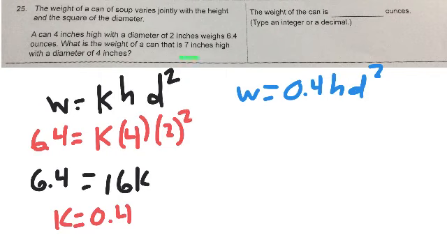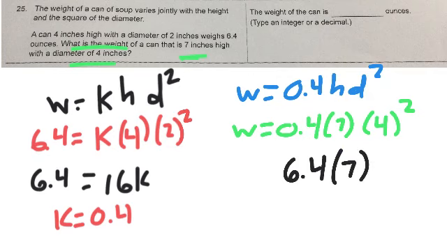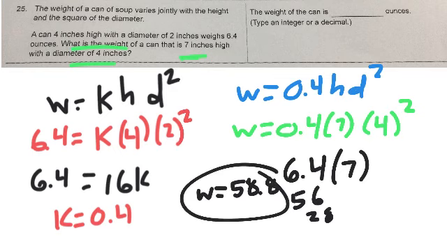What is the weight of the can that is 7 inches high? So I've got a height of 7, and its diameter is 4. So that's going to be 4 squared, which is 16. 16 times 0.4 is 6.4. And then 6.4 times 7, that would be 28 and 56, which is going to be 44.8. So the weight there should be 44.8.